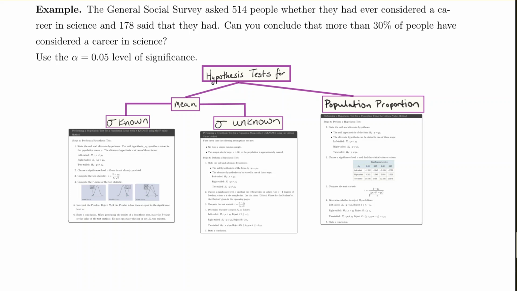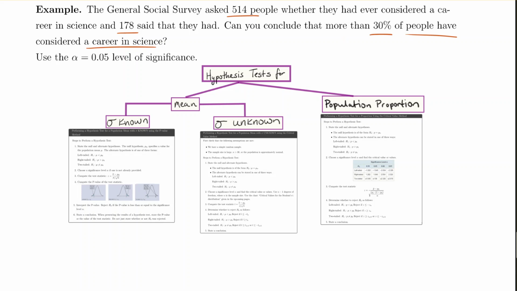So as we read through, I notice a few key details. First, I've got a big sample, and of that, I've got a smaller group that talks about the topic I'm interested in. So what are we interested in in this problem? Considering a career in science. I've got 178 out of 514 of my sample who considered a career in science, and I'm trying to compare that to a proportion in the wider population who considers a career in science.